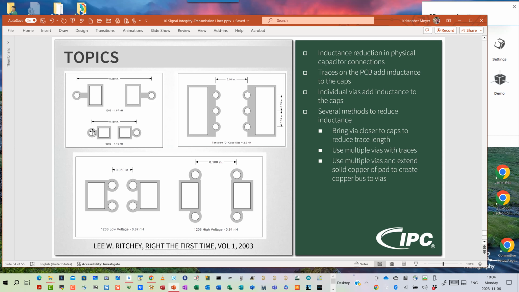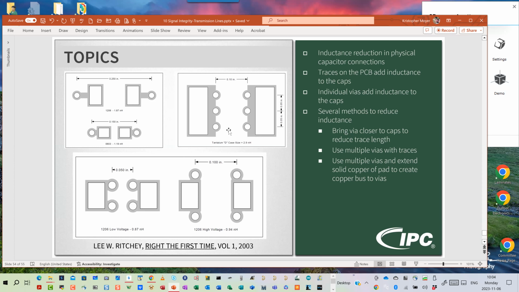Well, I can try to bring the vias in closer and maybe tent them so they don't steal the solder mask. I can also try to put multiple vias per pad. Again, the more connection paths I have to the plane, the lower the inductance path is from the physical capacitor into the plane. I can put 2 of them on the ends, 2 of them on the sides, same concept right here.